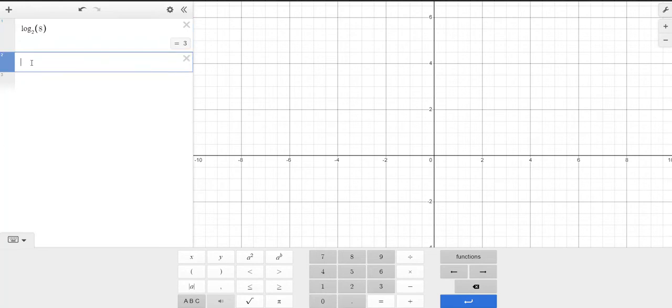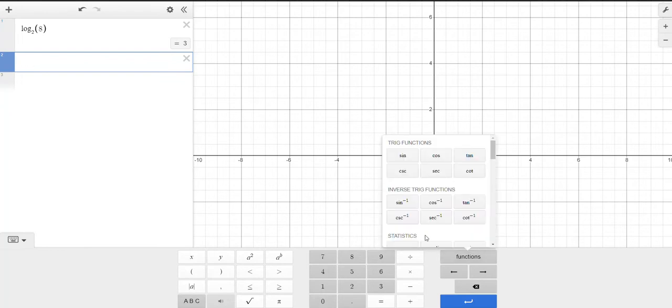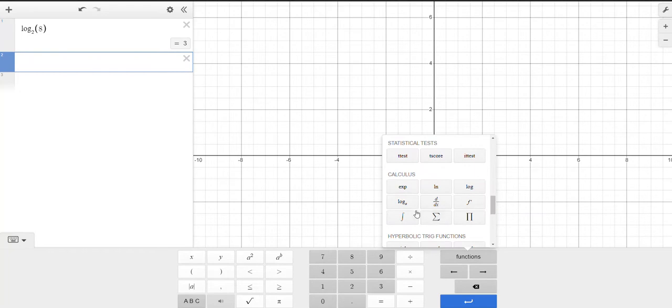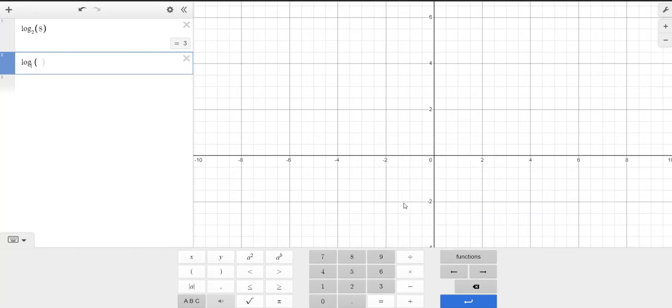Let's try that second one, the log base 6 of 82. Again, it's in the functions. Look around a little bit. I think it was under calculus. Don't know why, but it is. There it is, log base A. This time it's a log base 6 of 82. And that gives us again about 2.459. So either a calculator or Desmos will calculate logs of any base.